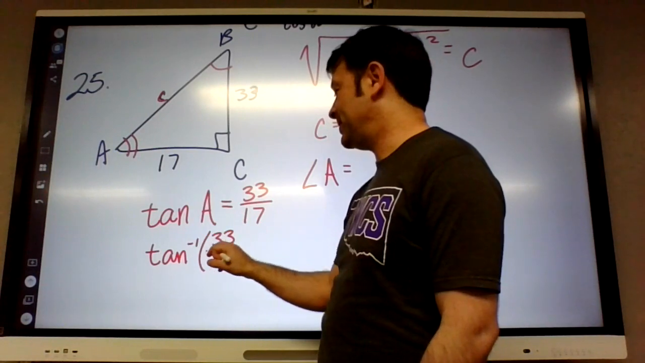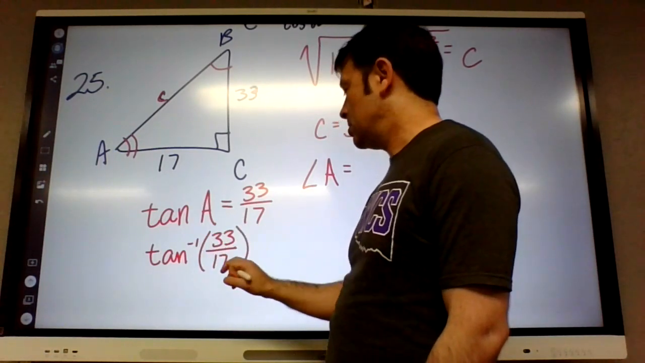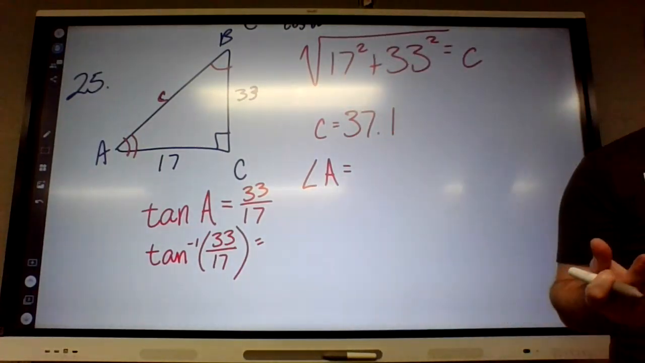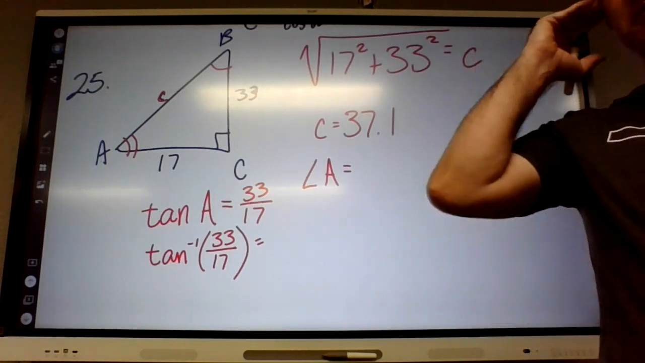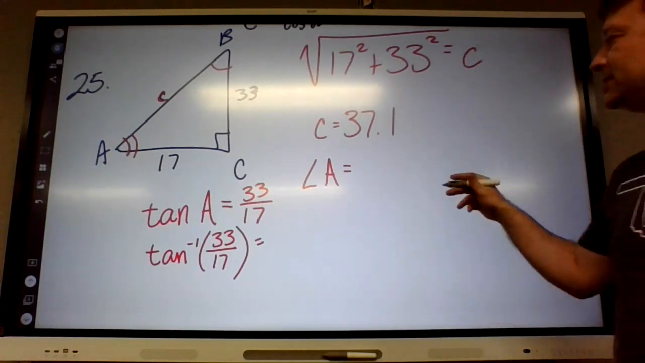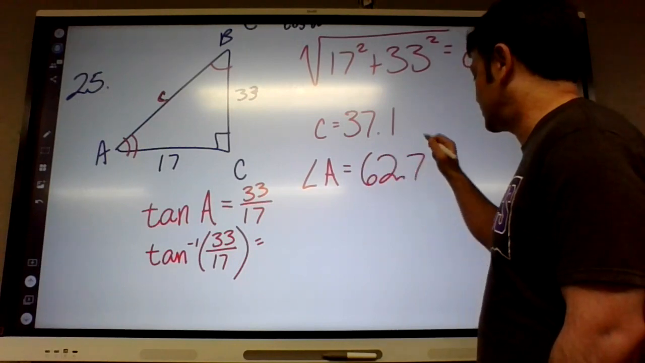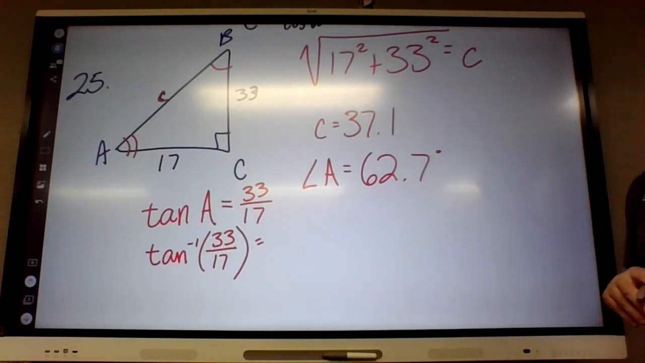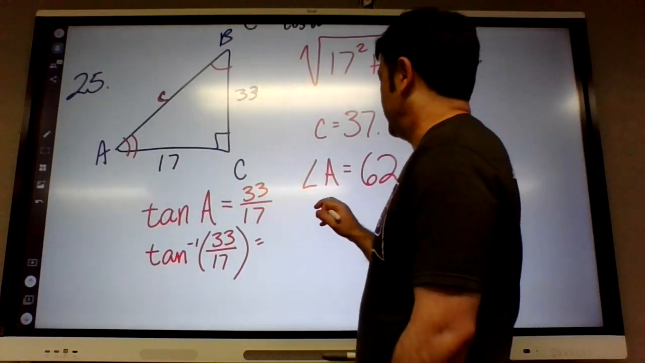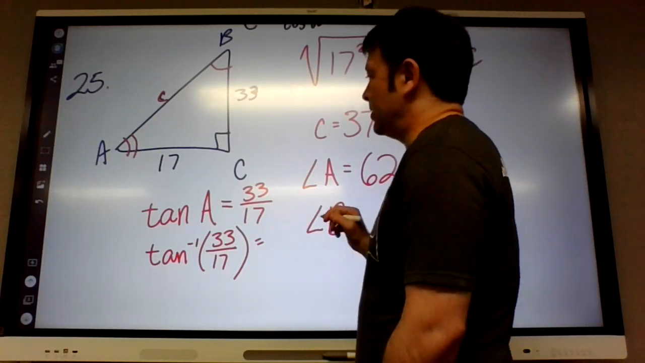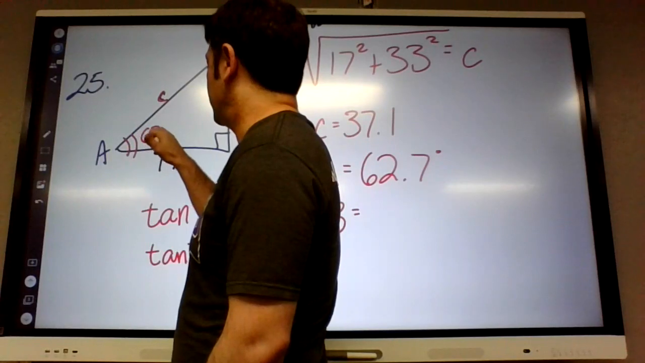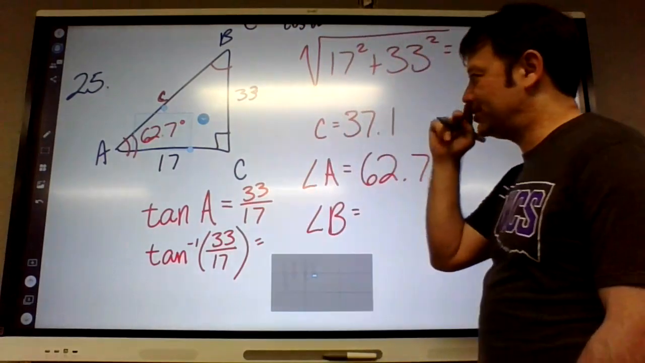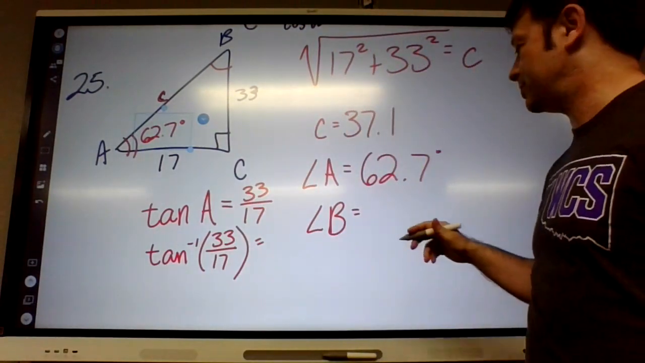I said good because you remembered the word, which nobody remembers. Yes. It's called tangent inverse. Usually people just say tan -1. Tangent inverse of 33/17. That will spit out the angle. So if it's an angle, you should expect to get like 41 degrees or something like that. 62 degrees. 62.7 degrees. Okay. Now, for B, we don't have to do the harder thing that we just did, because how can we find angle B now? 90 minus 62.7 is 27.3.